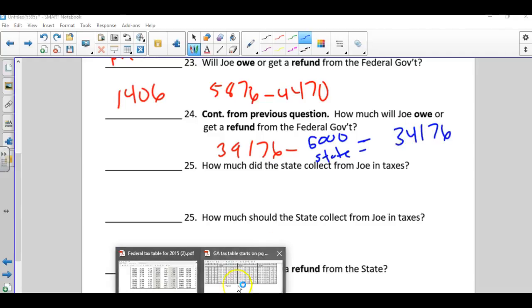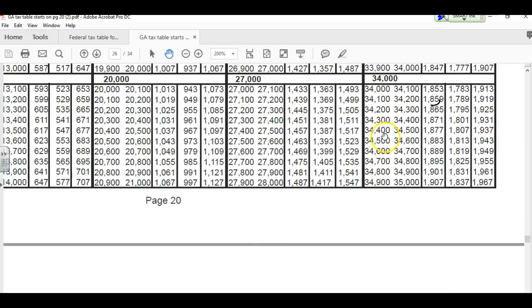So now when I go look up state, 34,176 right here, I get this amount right here, 1,859, because 34,176 is between 34,001 and 34,002. So 1,859.